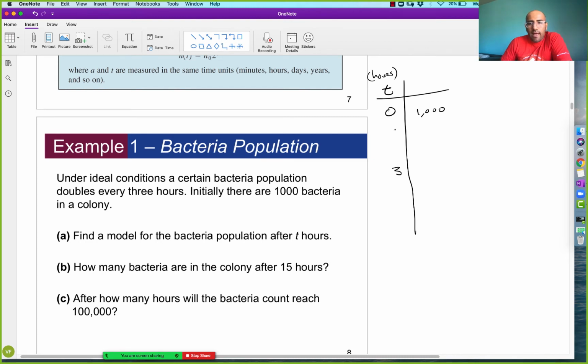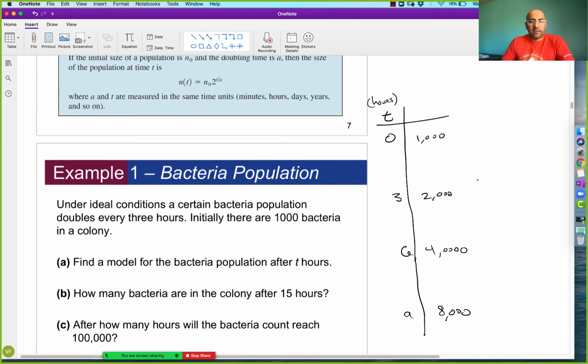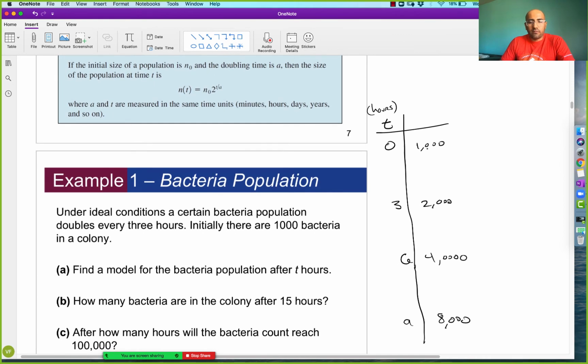So over here, hour number 3, we should have 2,000 bacteria. And then again, it doubles every 3 hours. So hour 6, we should have 4,000 bacteria. And then hour 9, we should have 8,000 bacteria. Right? That's what it means for it to double every 3 hours, starting with 1,000 of them. Good. Okay, so now that we have a good sense of what some of the outputs in this table should be, we can apply this little formula.